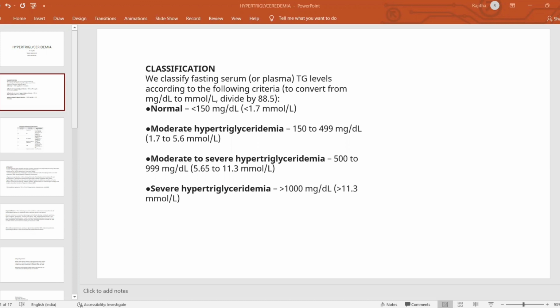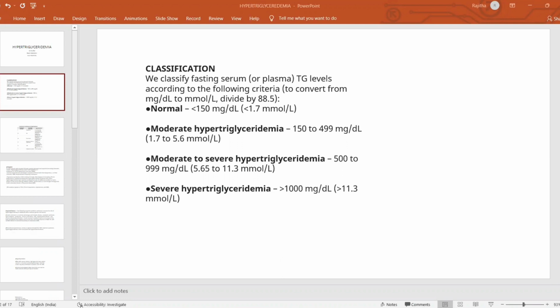The next is apolipoprotein B. In B, we have 2 kinds, B100 and B48. B100 is the structural protein for VLDL. A is the structural protein for HDL, B is the structural protein for VLDL, and B48 is a truncated form of B100, which contains about 48% of the B100.